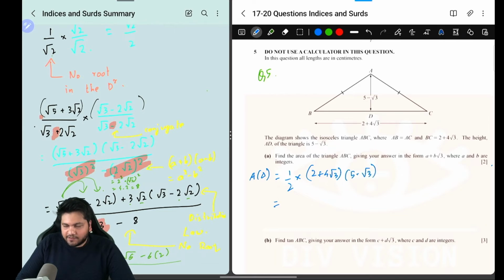Now see what I'll do. I'll multiply the half into the first bracket just to make it easier. So it's going to be 1 plus 2 root 3 into 5 minus root 3 as it is.